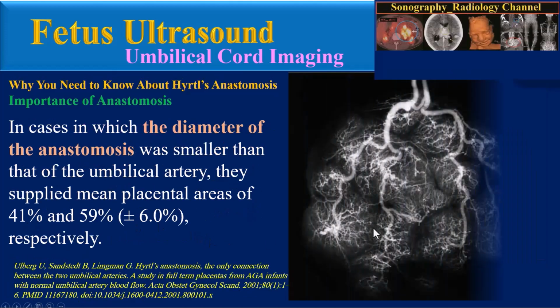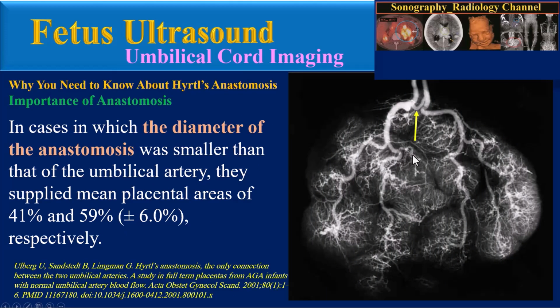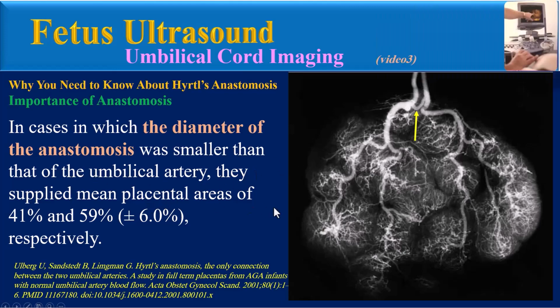In cases in which the diameter of the anastomosis was smaller than that of the umbilical artery, they supplied mean placental areas of 41 and 59% respectively. As you can see in this image, about 41 and 59% respectively of the area is supplied by each umbilical artery.